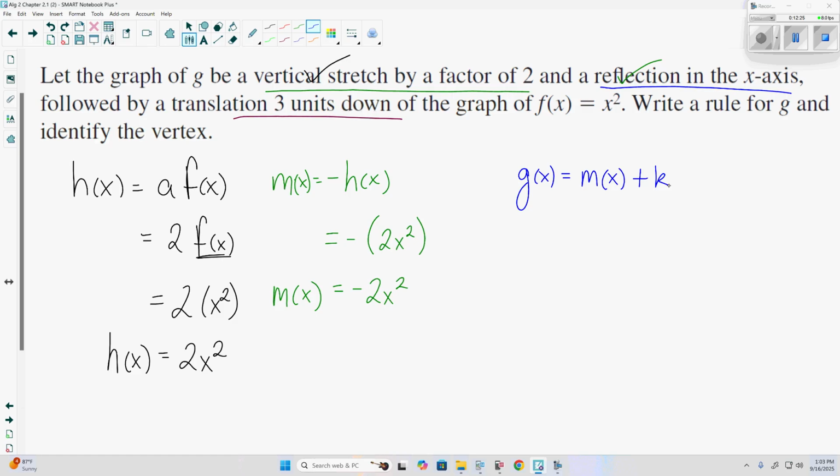And the last piece is down 3. F of x plus k, or in this case, we're going to say m of x plus k, because we're applying this to our negative 2x squared. Now, the amount that we're moving is 3, but because we're going down, we're going in a negative direction, our value of k would be negative 3. We're going to subtract 3. M of x, we can replace it here.